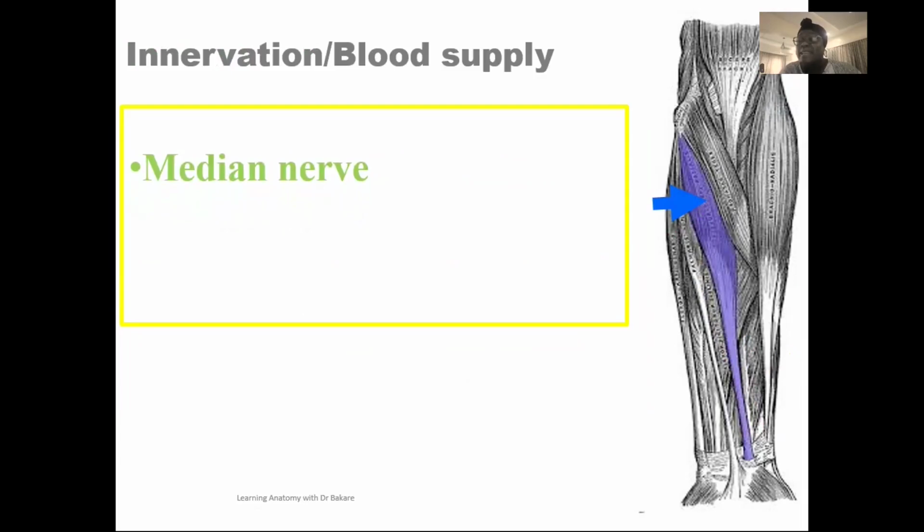Let's look at the innervation and the blood supply of the flexor carpi radialis. Flexor carpi radialis is innervated by the median nerve, which of course is a branch from the brachial plexus. We already highlighted in our previous lecture when we described the muscles of the forearm, we say that the muscles in the anterior compartment of the forearm are innervated mainly by the median nerve, while just a few of these muscles are innervated by the ulnar nerve.